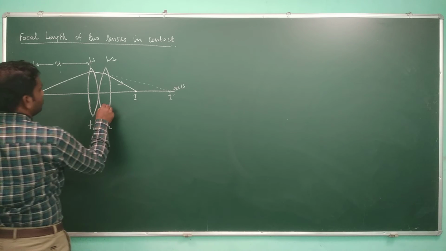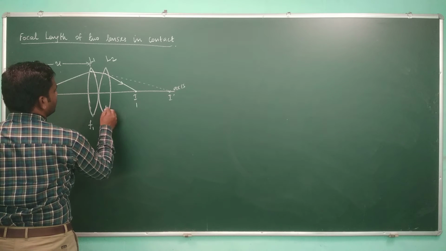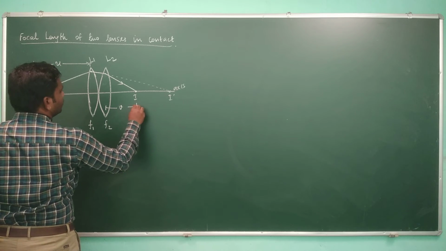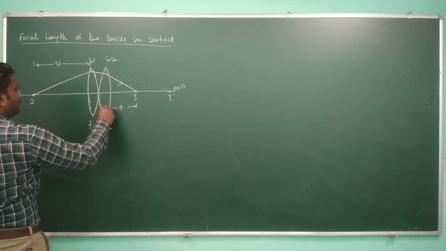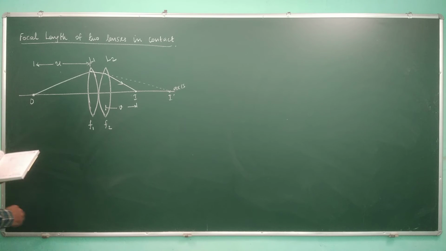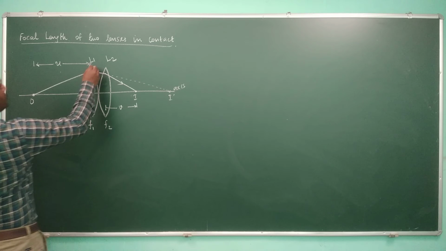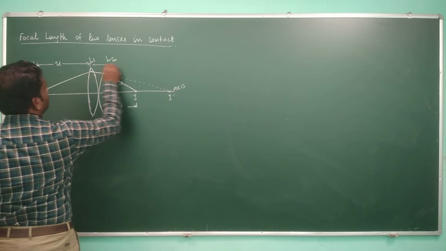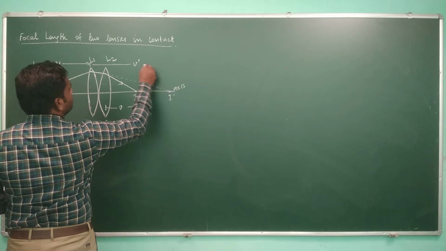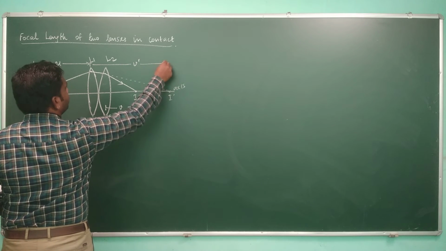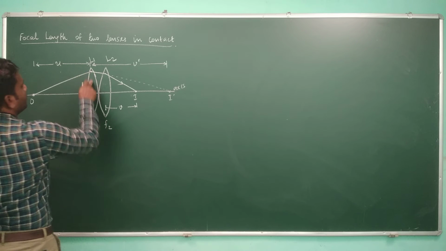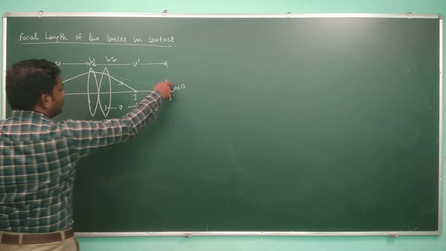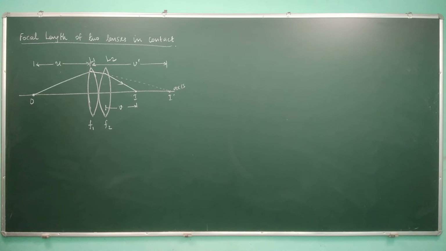Now the distance from the optical center of the second lens to the image I is v, and for I prime, the distance from the optical center of the first lens to the image I prime is v prime.